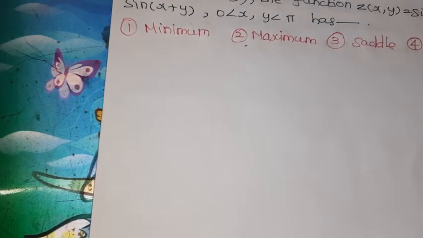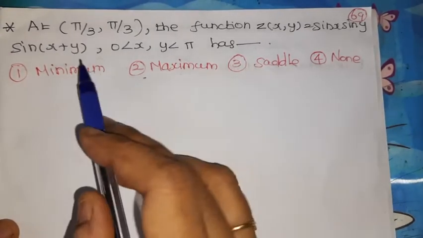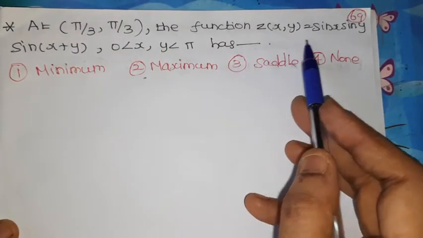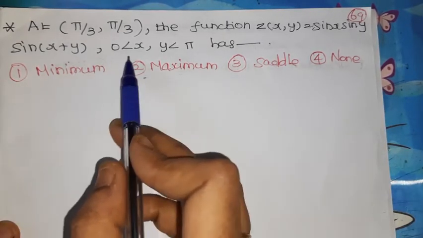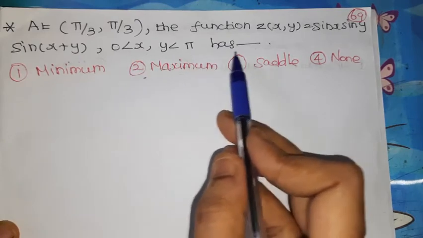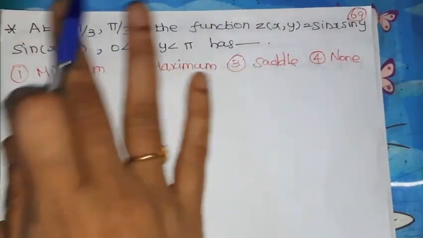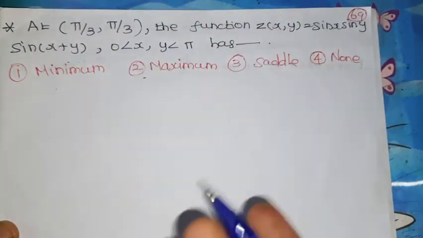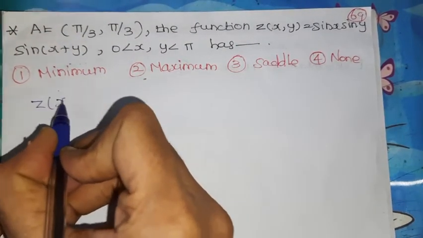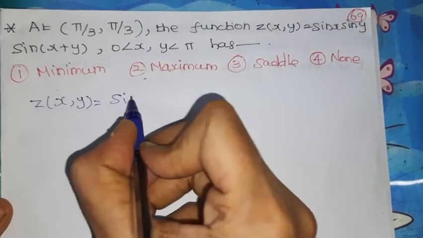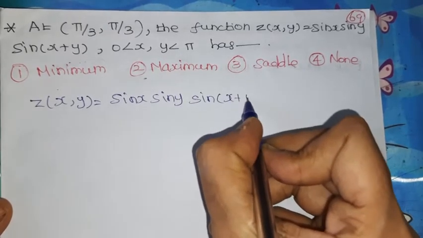What is given? At pi by 3 comma pi by 3, the function z of x comma y equals sin x sin y sin of x plus y, with 0 less than x and y less than pi. Does it have minimum, maximum, saddle, or none? We need to find out whether, at this point, the function gives maximum or minimum. First, write the equation z of x comma y equals sin x sin y sin of x plus y.